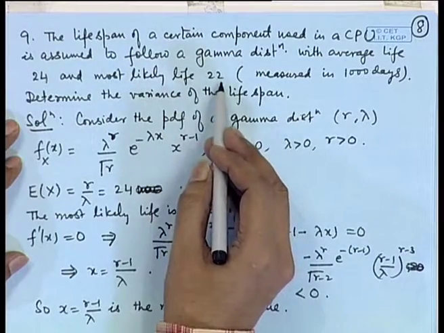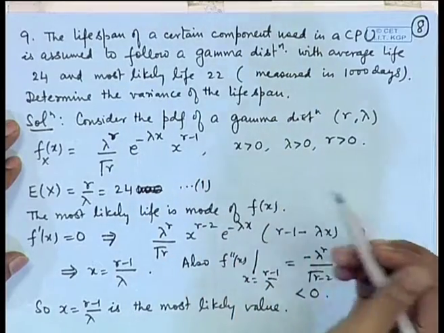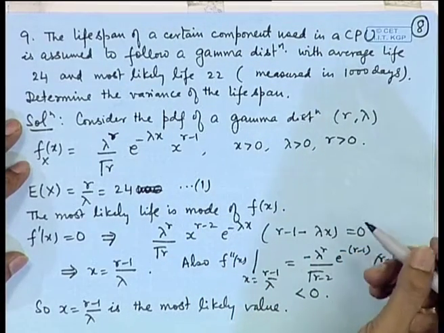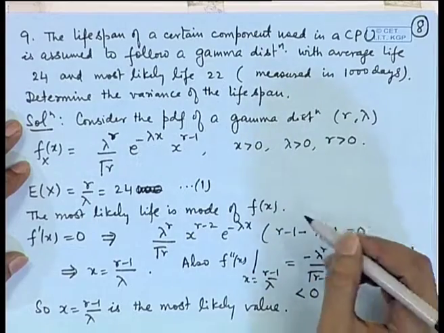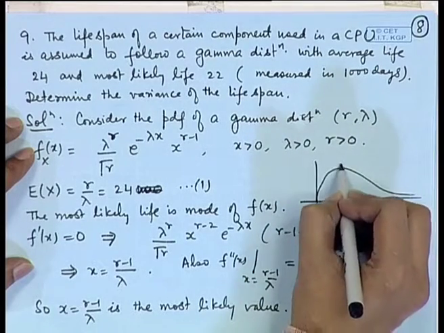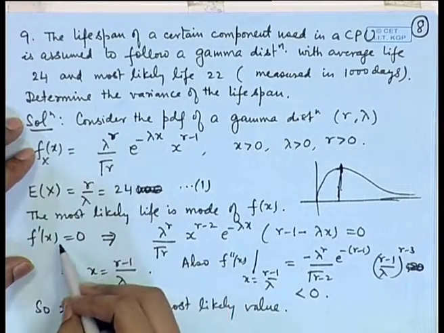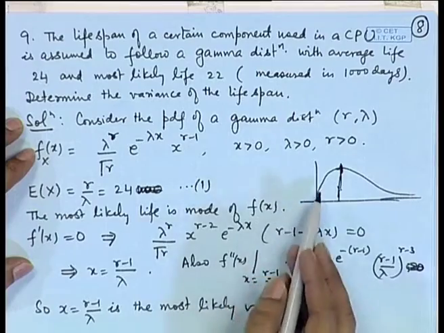The most likely life. So, by most likely life we mean the maximum value of the density function. In the discrete case, it would mean the point corresponding to the maximum probability mass function, and if we take the analogous value of that in the continuous case, it means the mode of the distribution. So, if we have the density function like this, then the maximum value is attained at this point. Now, for a gamma distribution, the maximum value can be calculated.